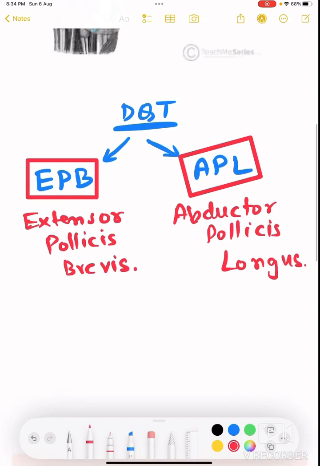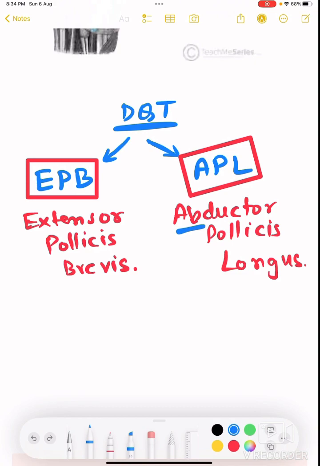Now it is actually easy to answer, but people make mistakes. Why? Because in the question they will mark it as adductor pollicis longus. No, it is abductor pollicis longus, right? Other mistakes people generally make are extensor pollicis longus and abductor pollicis brevis, right?